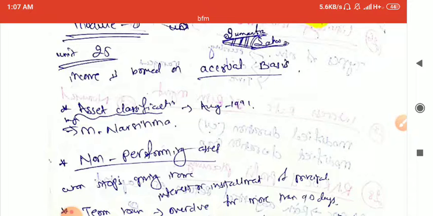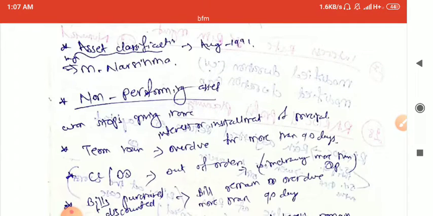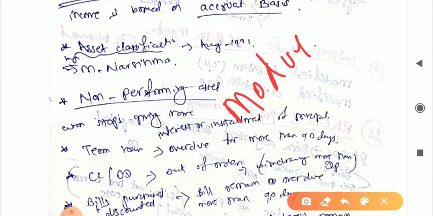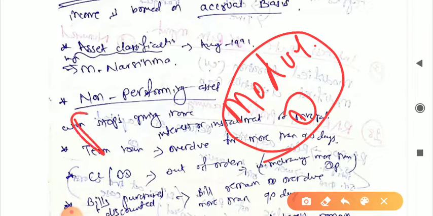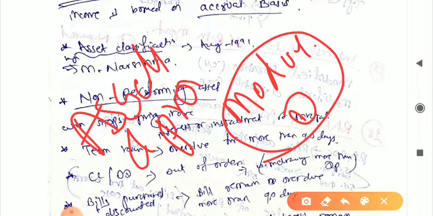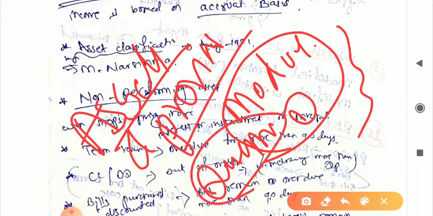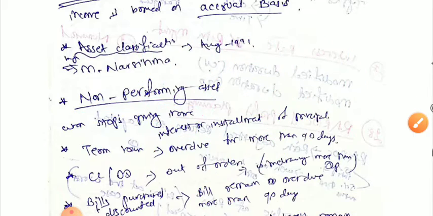In this session we are going to discuss module D, the important module, that is asset classification and provisioning, right? We'll discuss some points regarding asset classification and provisions first, then we'll discuss some questions regarding this. So let's start.